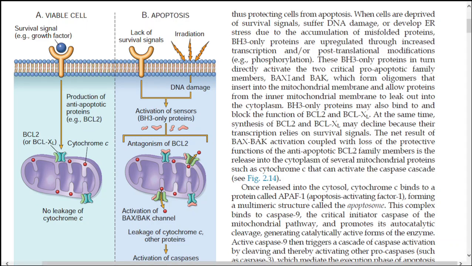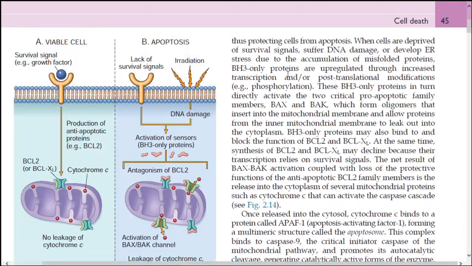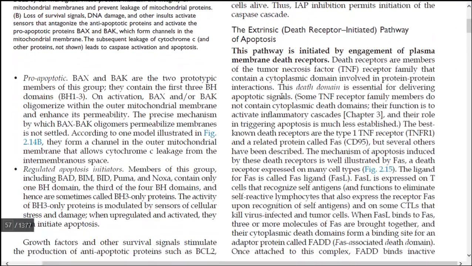So in the previous video we were discussing the important classification of apoptotic proteins. Now we'll be discussing how these proteins will act. DNA damage or endoplasmic reticulum stress is the sign for apoptosis because of accumulation of misfolded proteins. So BH3-only proteins, as we have seen before.